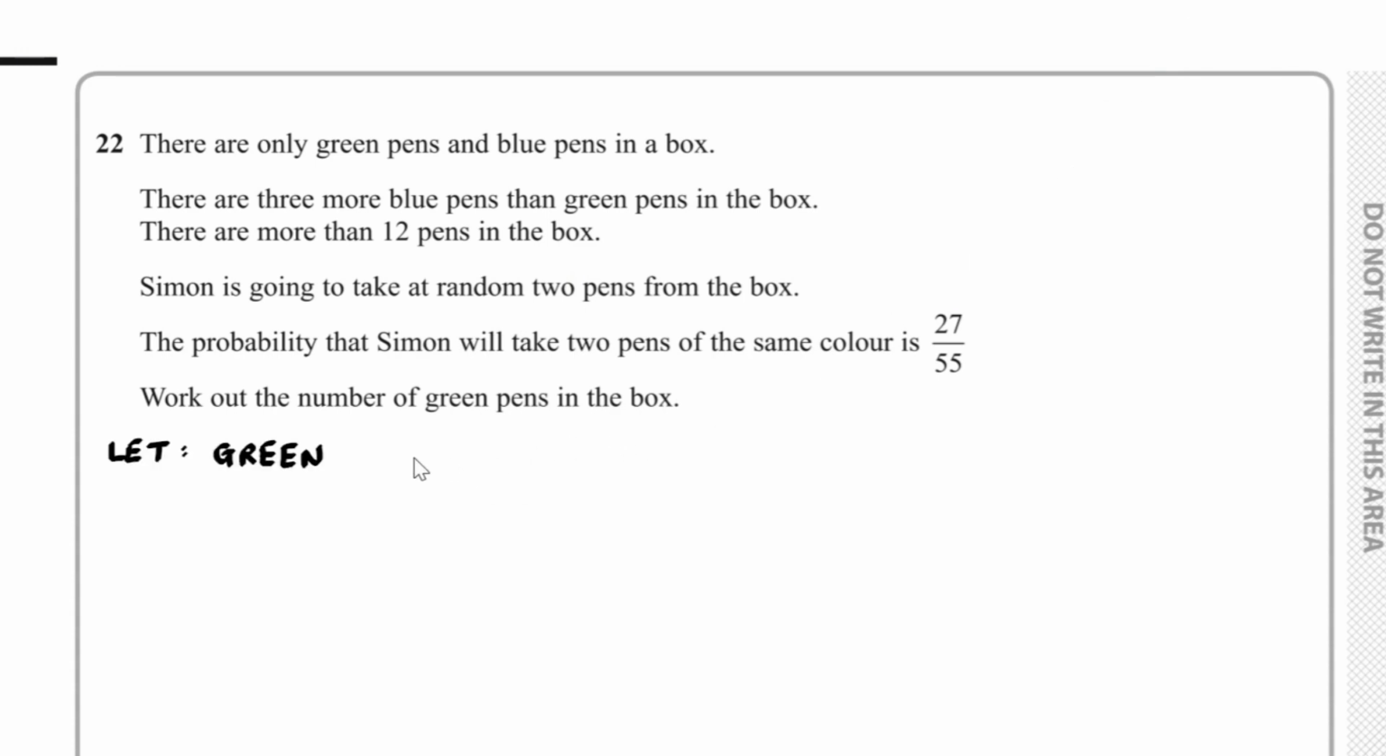Well, we are finding the number of green pens in the box, so we will let the number of green pens in the box equal x. And therefore, the number of blue pens will be x plus 3.